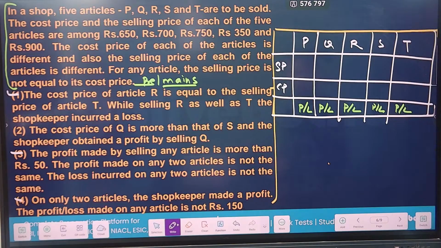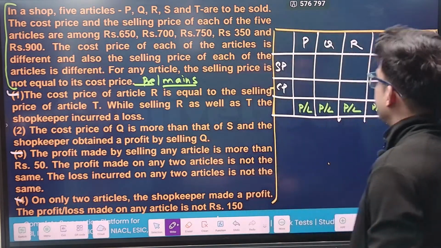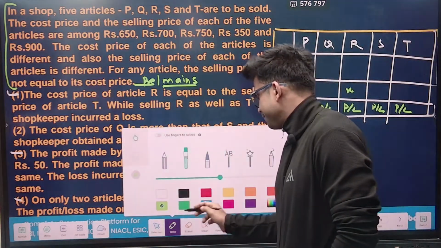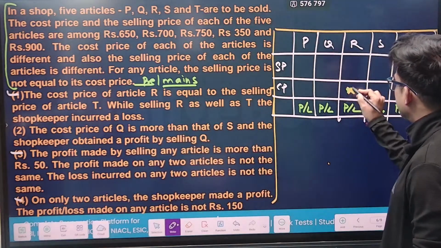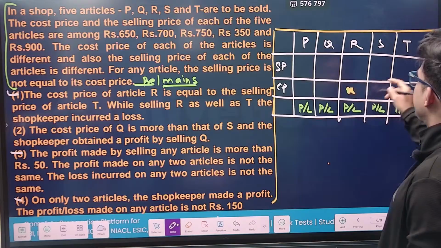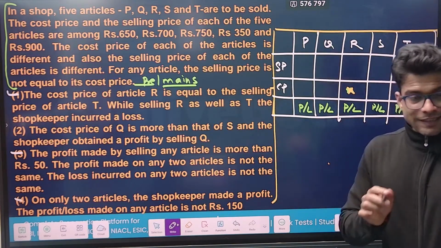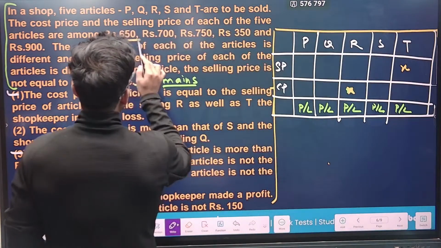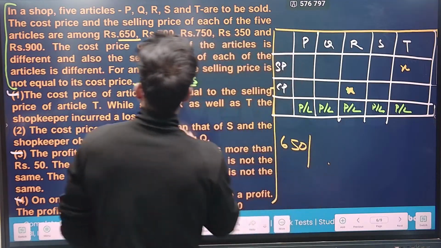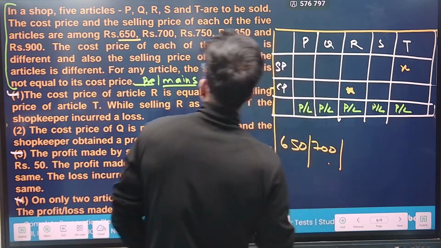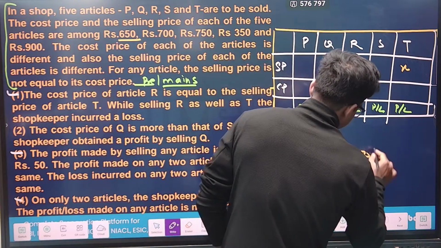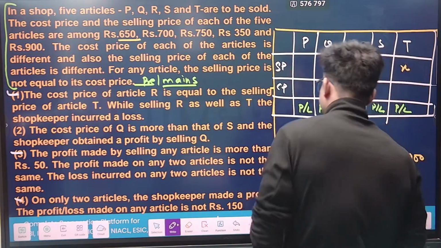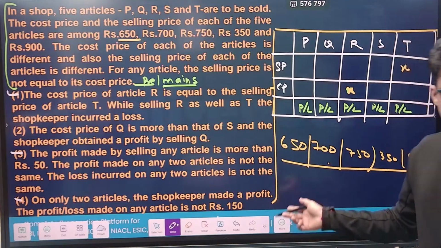Now the cost price of article R is equal to the selling price of article T. If the cost price of article R is X, let me change the color of the marker, then the selling price of T would also be X. And always remember, in the question it is mentioned that your cost price and selling price would be from the set 650, then 700, then 750, then 350, then 900. So this could be either your cost price or your selling price.